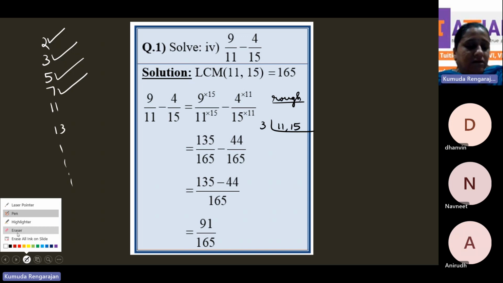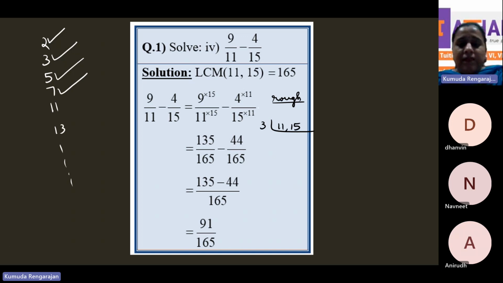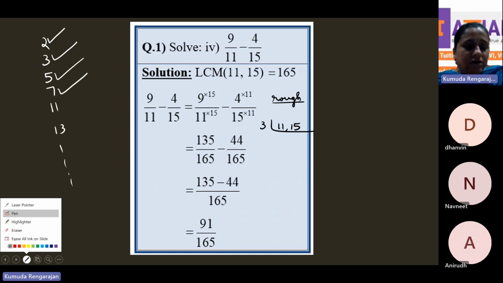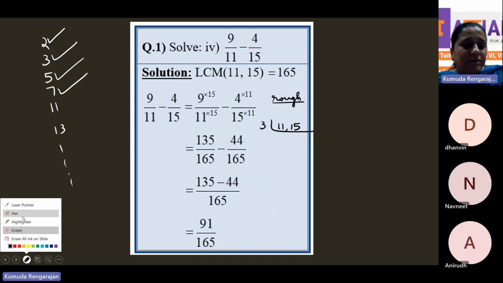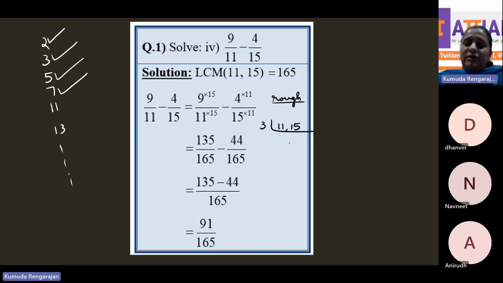So here you can divide 15 by 3. 2, it's not possible. At least one of the numbers should be divisible by the number which you're going to use here. Now 11, 15, both of them are not divisible by 2. Then there's no point using 2, because both the numbers are not divisible. 11 is not divisible by 2, 15 is also not divisible by 2. So don't take 2. Then try 3. Yes, 11 is not divisible by 3, but 15 is divisible by 3. So we can take 3.